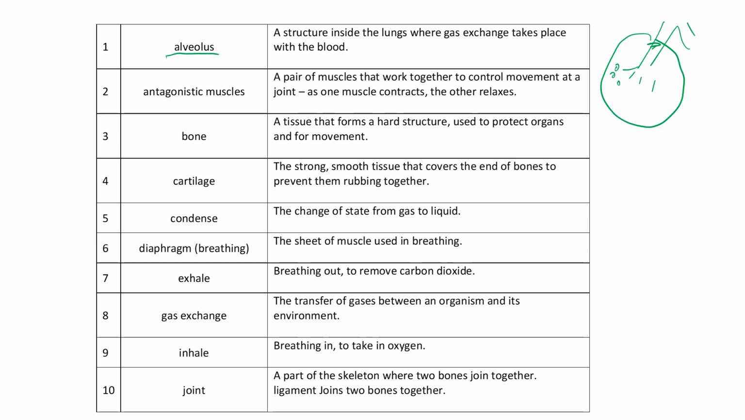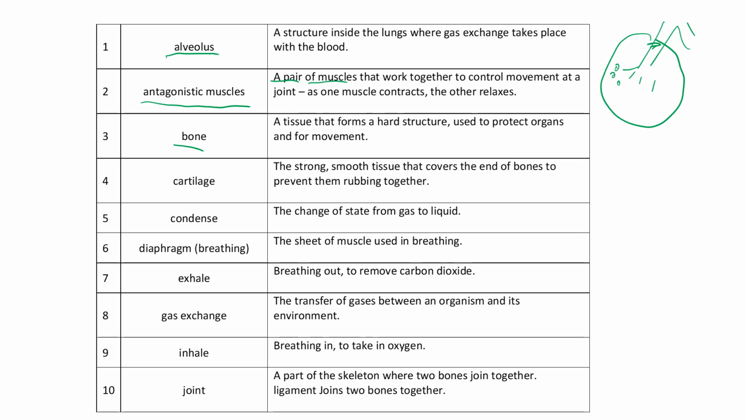alveolus. A pair of muscles that work together control movement. As one contracts, the other relaxes. So every single movement you ever do involves antagonistic muscles. A tissue that forms a hard structure used to protect organs and for movement. Think about your skull. What is your brain surrounded by? The skull, which is a bone.